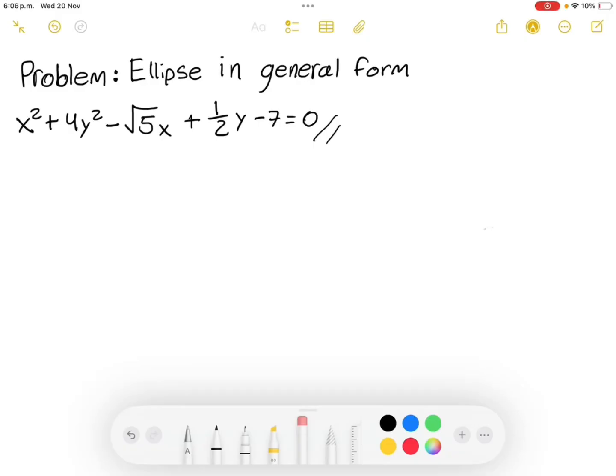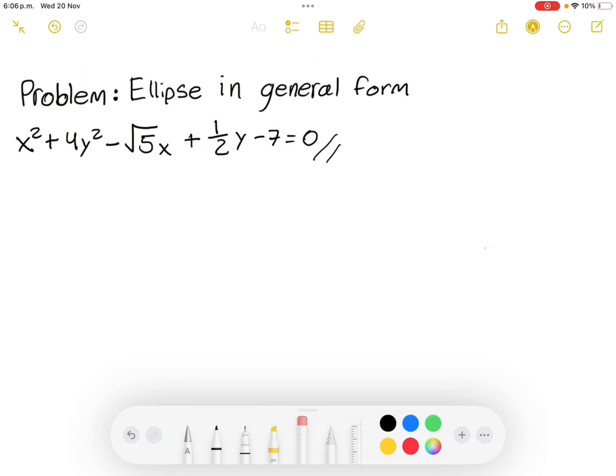As we have presented, the problem is an ellipse in general form that we're going to convert into standard form. So first we're going to start by grouping the terms that are divisible. The x with the x and the y with the y.